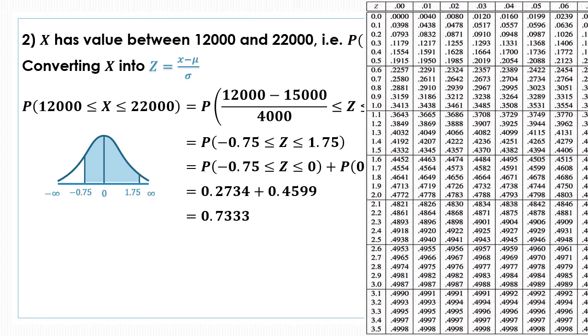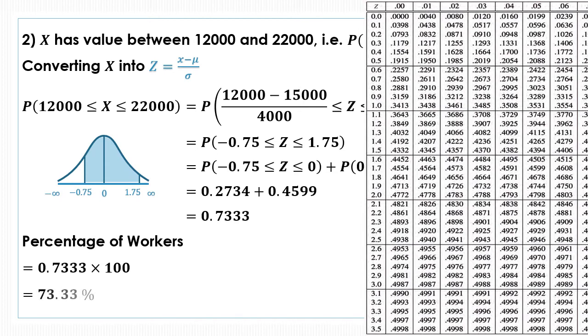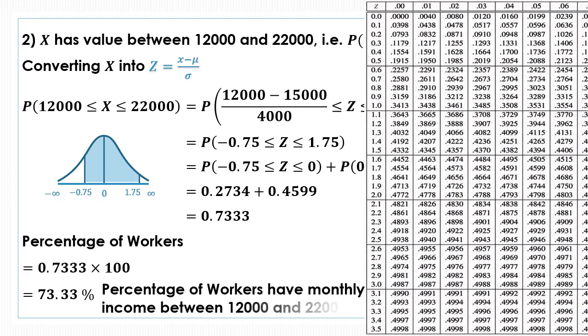Now our usual answer would have ended here, but we have been asked to calculate the percentage. Percentage of workers is simple: probability multiplied by 100, because these probabilities are out of 1. So 0.7333 times 100 makes it 73.33 percent. So we can say that 73.33 percent of workers have monthly income between 12,000 and 22,000 rupees. This is how you calculate percentages: multiply your probability with 100, that's all. That will be your answer for percentage.